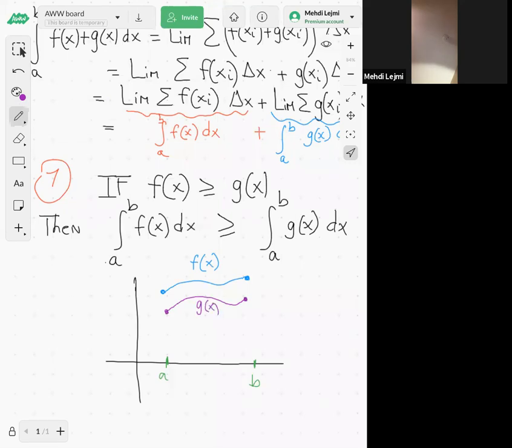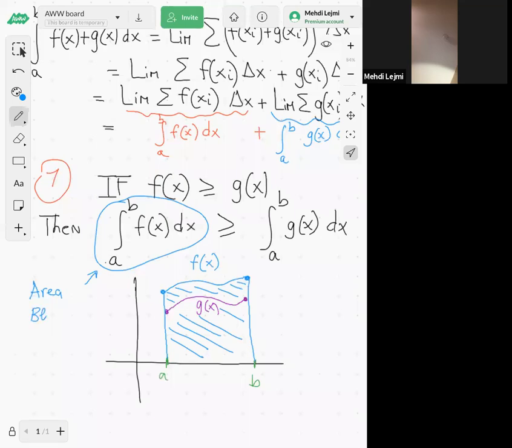Then the integral of f of x is supposed to be the area of the region bounded by f of x. So it's going to be this whole blue region. That's the integral of f of x dx, that's the area of the blue region. And again, f of x is larger than g of x. It means that the values of f, the graph of f of x here, are higher than the values of g of x.